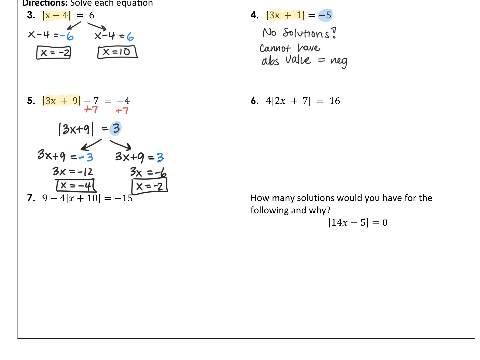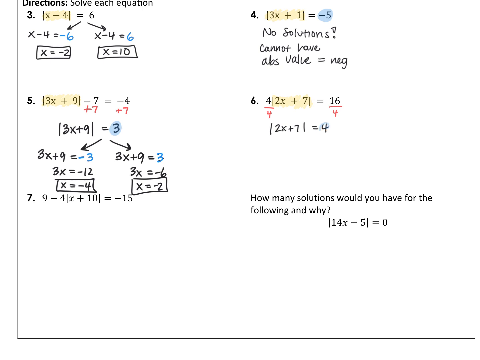Look at your absolute value. Is it isolated? No, because there's a 4 out in front. Remember, in math, when we have things side by side, that means that they are multiplied. So you need to divide to undo it. So we'll divide by 4 first. That would get me the absolute value of 2x plus 7 is equal to now 4. Now my absolute value is alone.